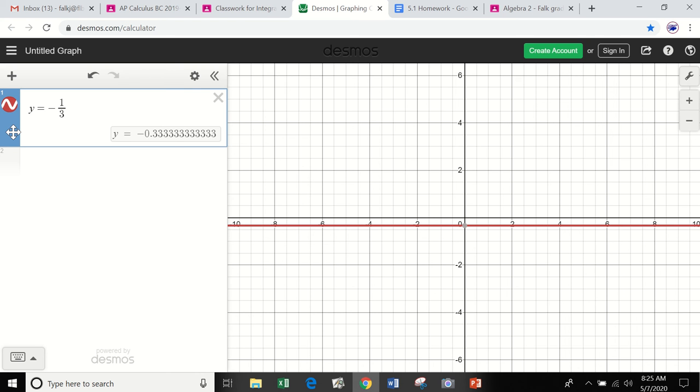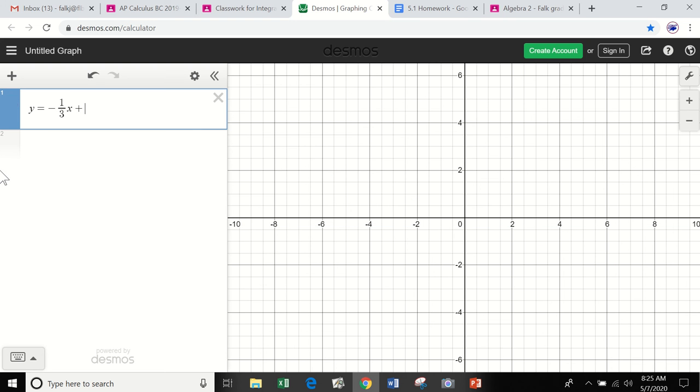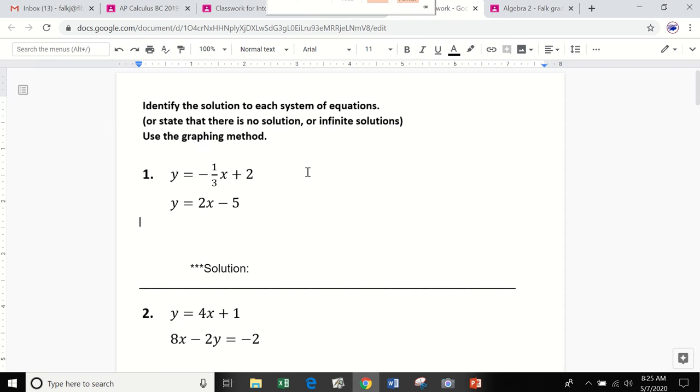Next is kind of important, but you're probably savvy enough to have no concerns with this. Right now, you see where my cursor is? I have to hit the right arrow. See what happened? I'll go back again. So it was here, I hit the right arrow, and now I can hit x. And then plus 2. Negative 1/3 x plus 2. Look at that beautiful line.